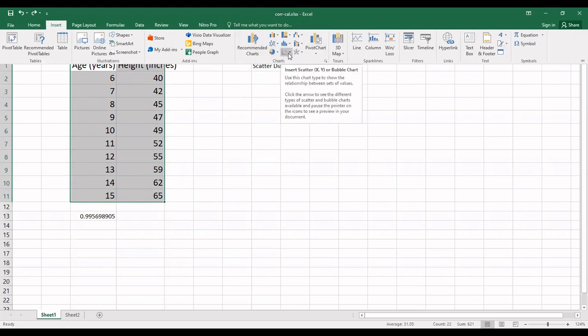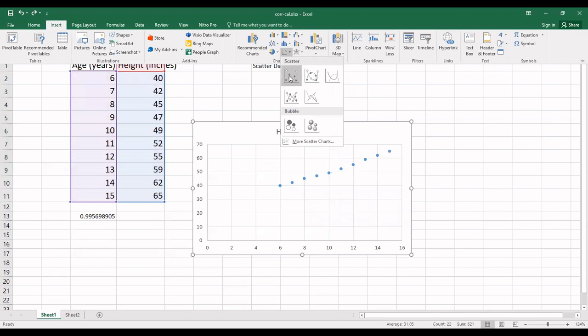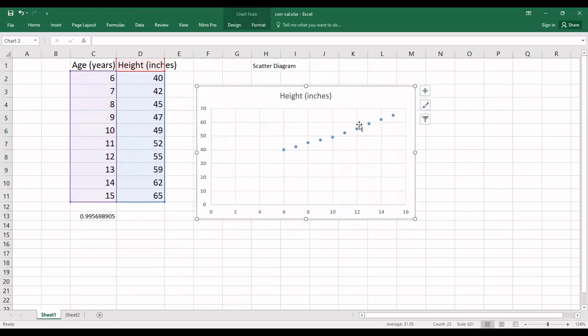If you see here, there is a scatter or bubble chart. So let us select this. Click this. You will get some variations. Let us select the first one. See, this is the way we can draw the scatter diagram in Excel.